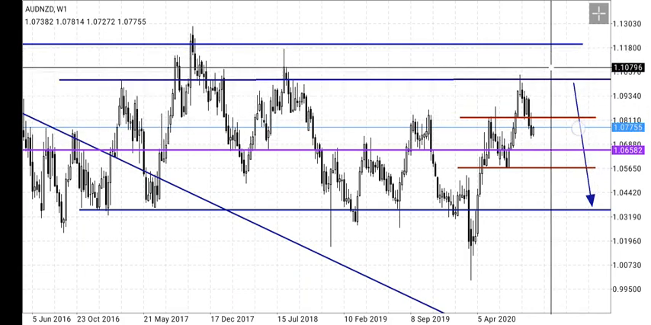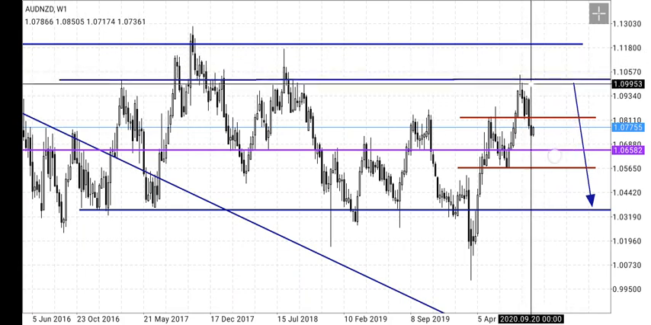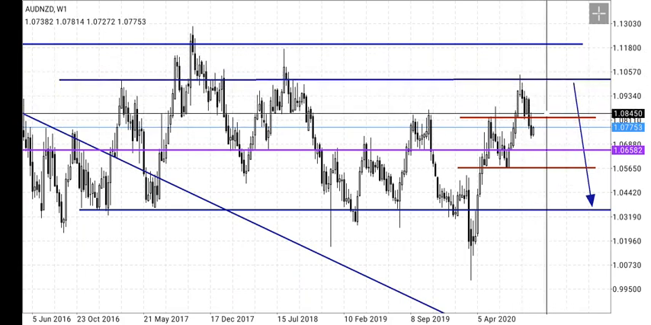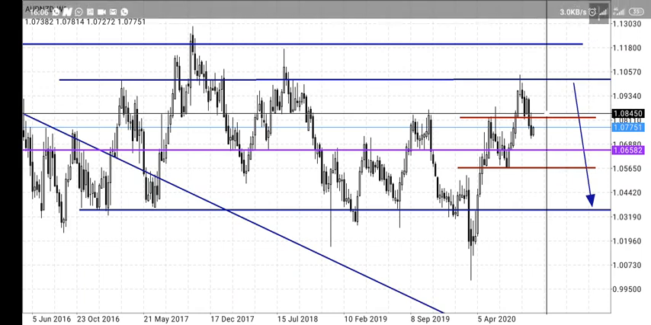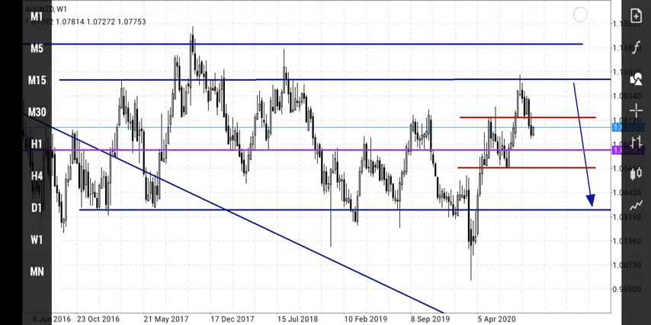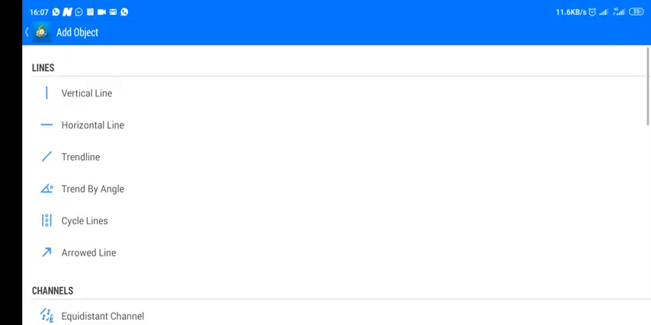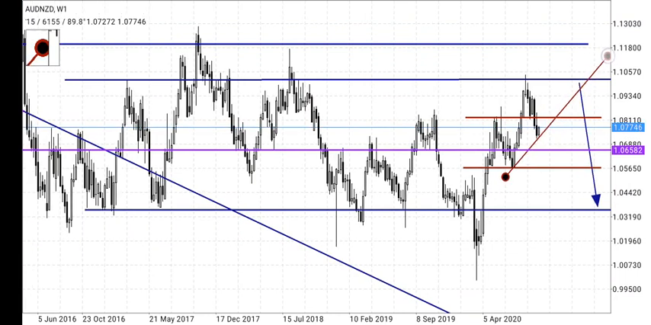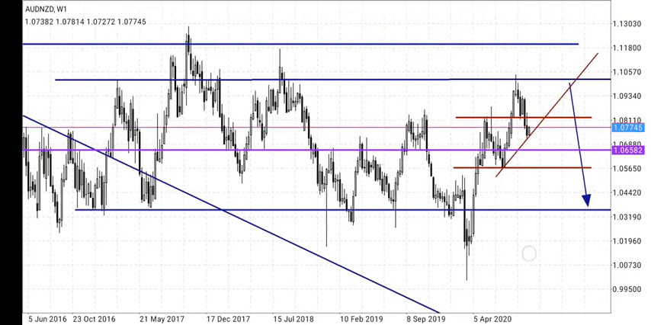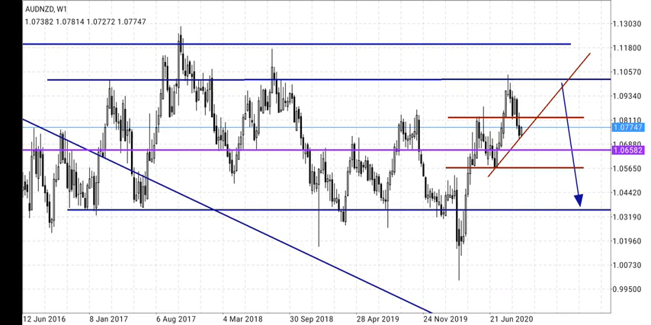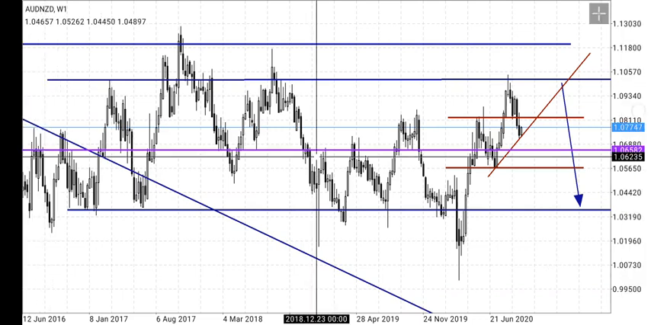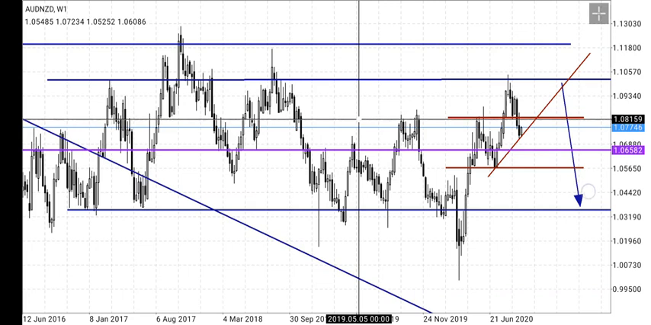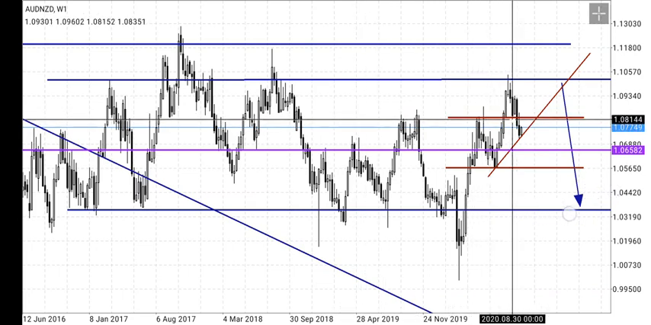So if price should push up and break this zone, then we'll be able to connect our lows. That is when we'll be able to confirm that this is an uptrend. But right now we can't confirm that this is an uptrend unless this structure here gets broken.